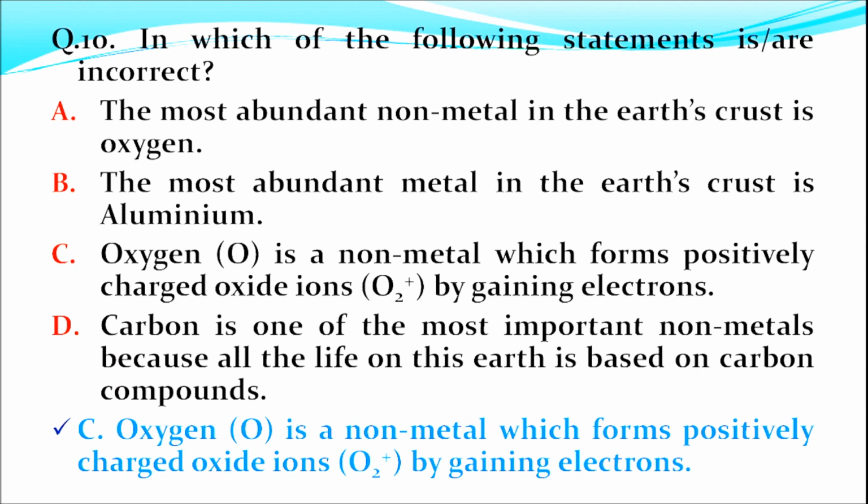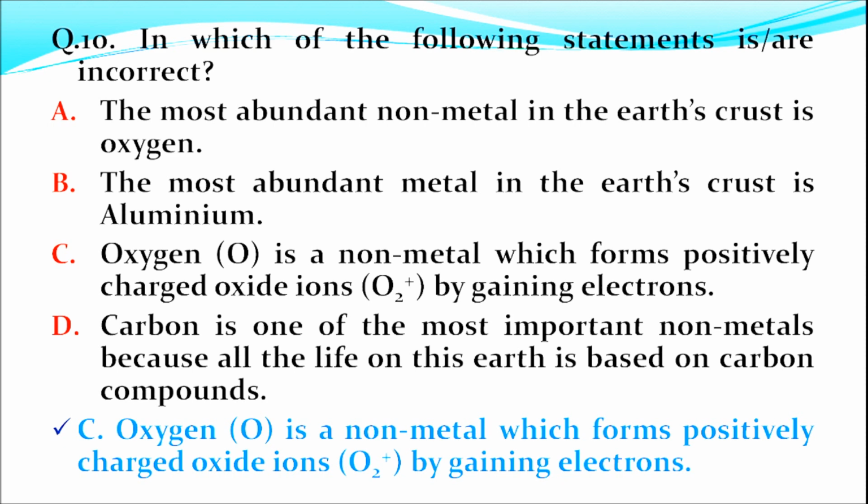Which of the following statements is incorrect? Option A, the most abundant non-metal in the earth's crust is oxygen. Option B, the most abundant metal in the earth's crust is aluminium. Option C, oxygen is a non-metal which forms positively charged oxide ions O2+ by gaining electrons.